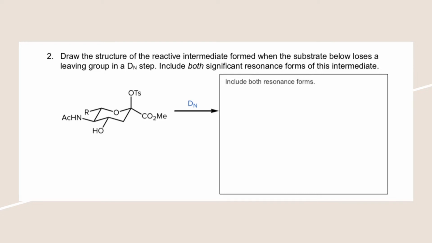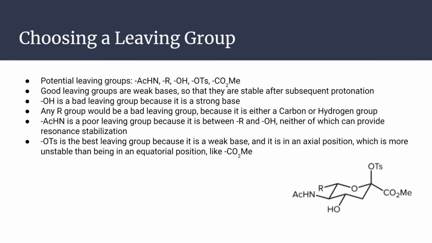So basically, how I approached this question was I started by going through each of the side groups and figuring out which one would be the best leaving group. So let's go through that. The potential leaving groups basically are just any of the side groups, not the oxygen that's included in the ring. That would not be a good leaving group, but the ACHN group, the R group, the hydroxyl group, the OTS, and then CO2ME are all potential leaving groups, but not necessarily all good ones.